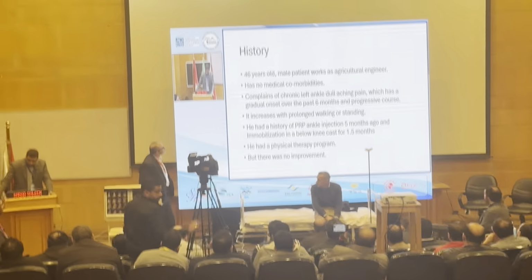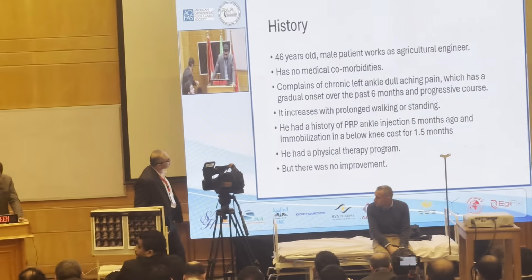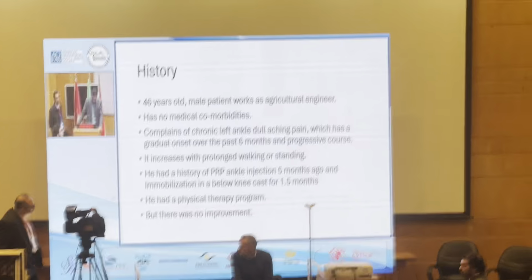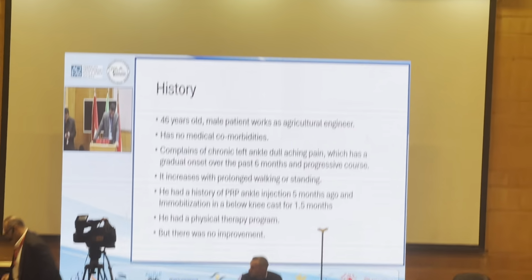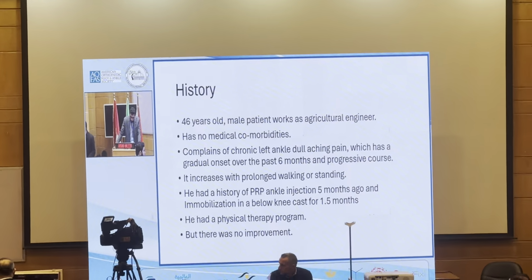Chronic left ankle aching pain, which has a gradual onset over the past 6 months and a progressive course. Increases with prolonged walking or standing. He tried an injection of plasma 5 months ago.